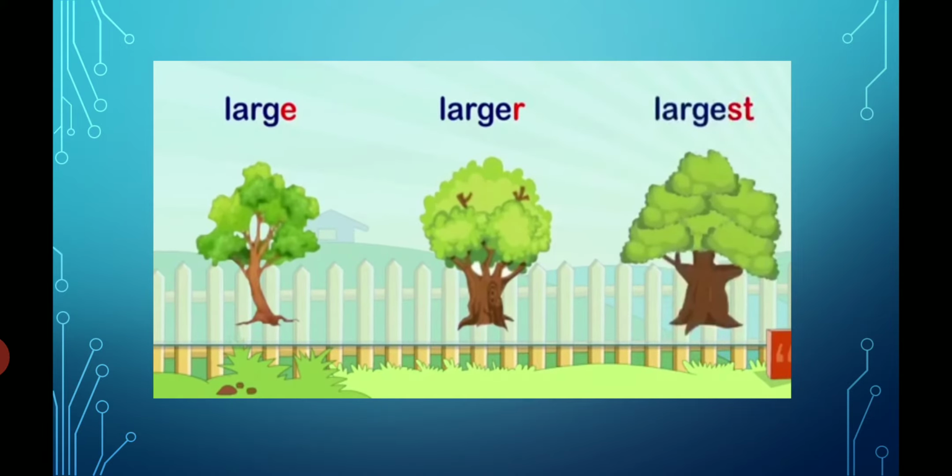Now we are comparing three trees. The first tree is large. The other tree is larger and the third one is the largest. So when we go to the types of degrees of comparison, we will say the first one is positive degree, the other one is comparative, and the last one is superlative. We compare between three nouns or pronouns. So tree is a noun, so we are comparing between three trees. One is large, the other is larger, and the third one is the largest.